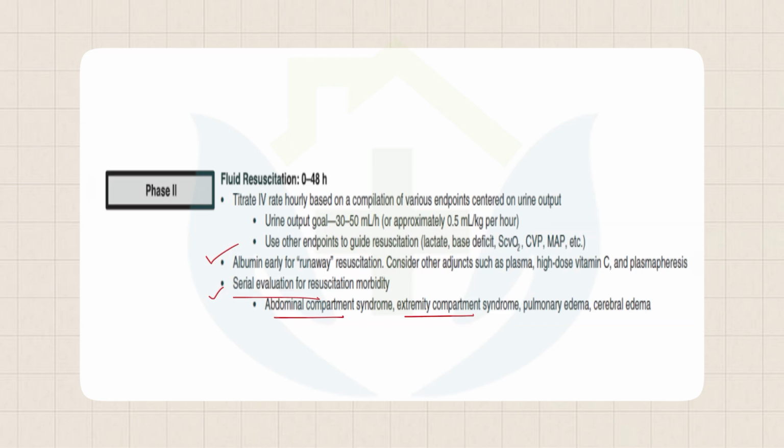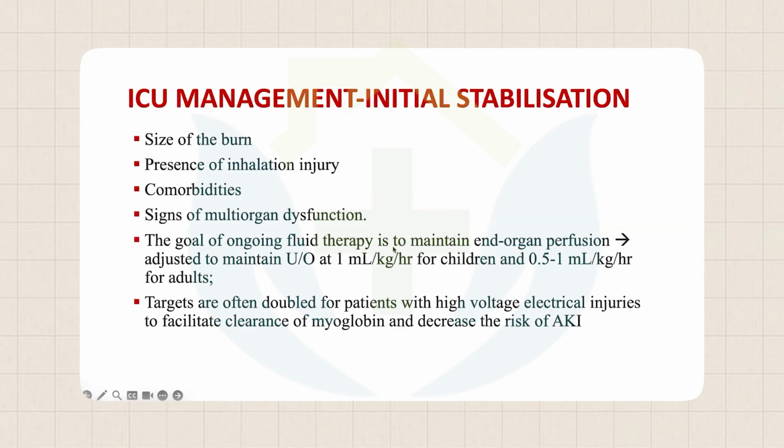You have to look at the electrolytes. You have to look at the other parameters like heart rate, blood pressure. And if you are seeing that there is a runaway phenomenon, like there is an increased requirement of fluids, you have to give albumin as I previously stated. Now, after that, you are addressing the patient's other things, like the multi-organ dysfunction. They can have multiple problems that will come one by one.